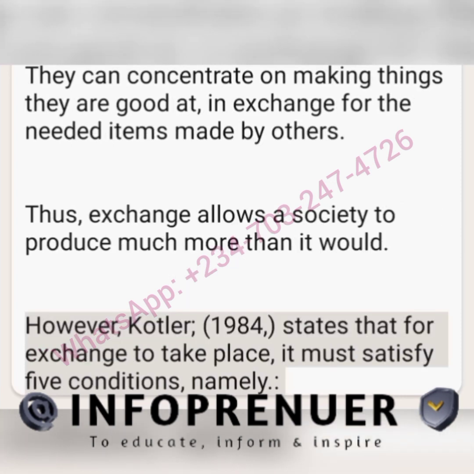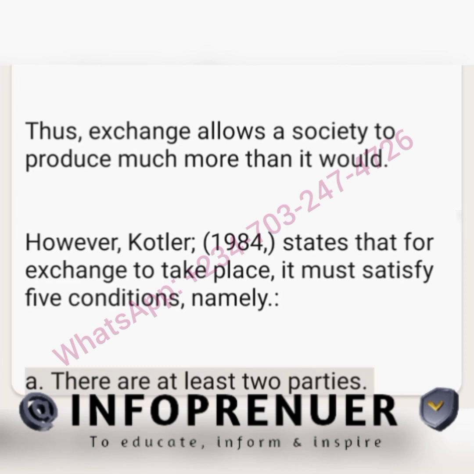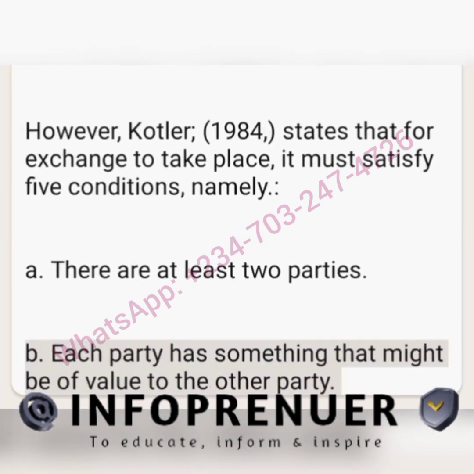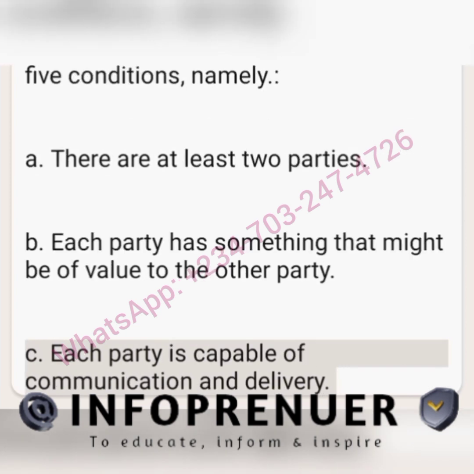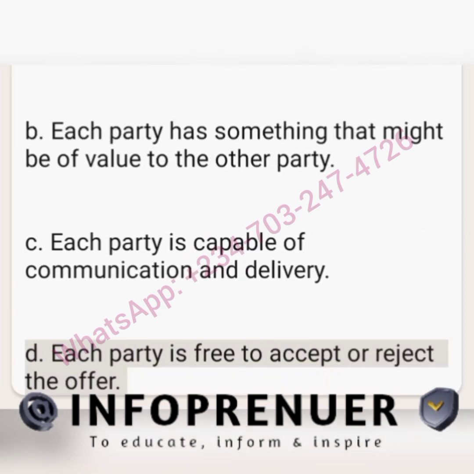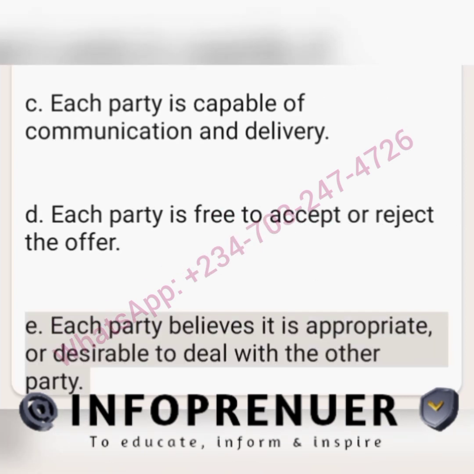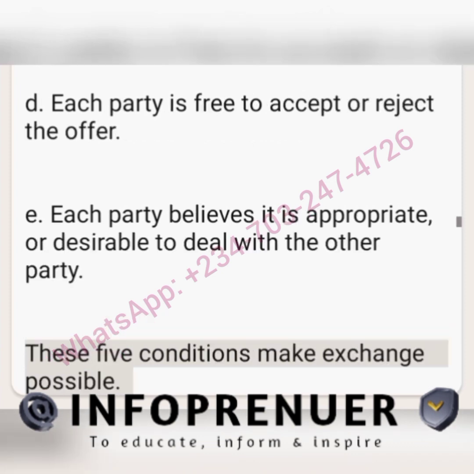Kotler, 1984, states that for exchange to take place, it must satisfy 5 conditions, namely: a. There are at least 2 parties. b. Each party has something that might be of value to the other party. c. Each party is capable of communication and delivery. d. Each party is free to accept or reject the offer. e. Each party believes it is appropriate or desirable to deal with the other party. These 5 conditions make exchange possible.